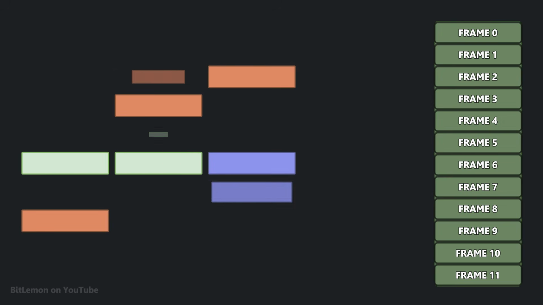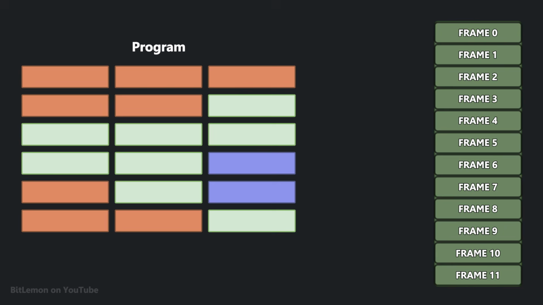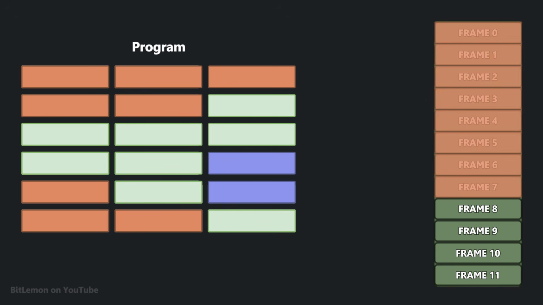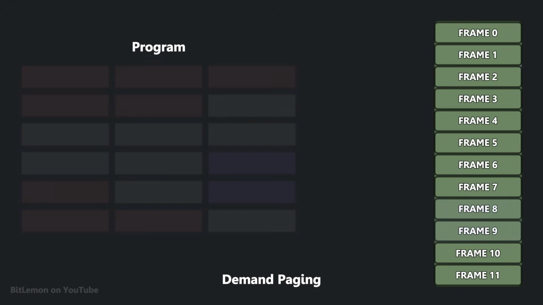With memory divided into small chunks, it's possible to load only the critical parts of a program before execution, which minimizes the amount of memory used at any given moment. More pages can be loaded as needed during program execution. This is called demand paging.